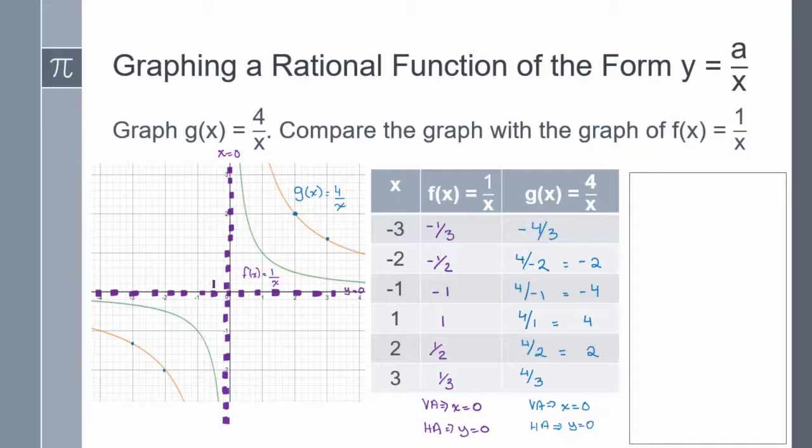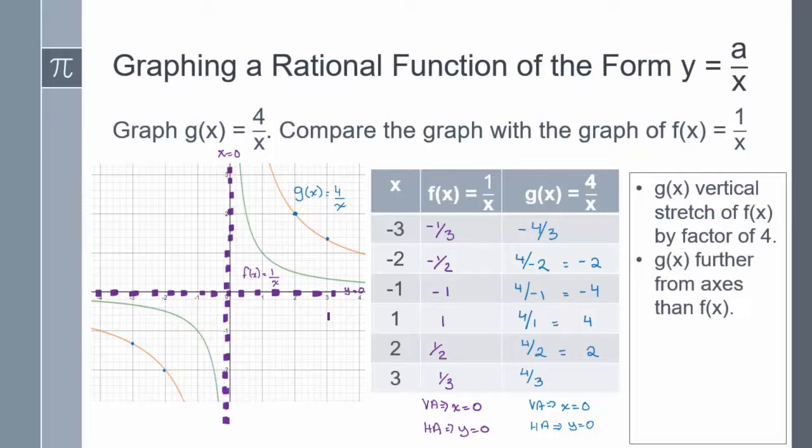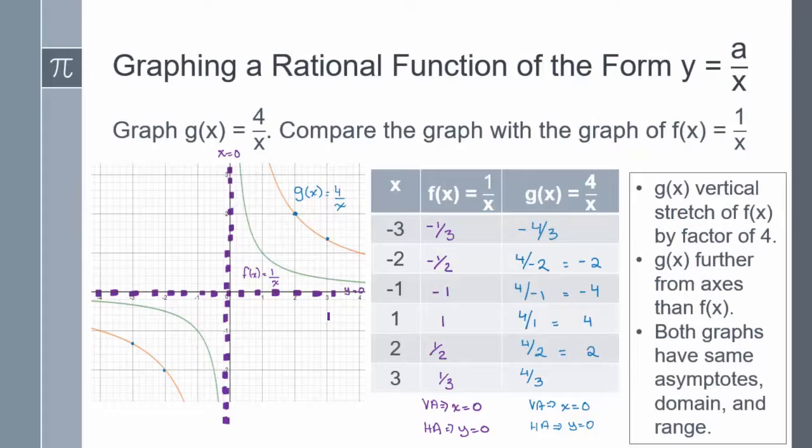So now we're going to compare the graph of f of x equals 1 over x and the graph of g of x equals 4 over x. When we compare it, we get that g of x is a vertical stretch of f of x by a factor of 4. So we've basically taken our parent function and stretched it by multiplying the function 1 over x by 4. G of x is further from the axis than f of x. Both graphs have the same asymptotes, domain, and range.